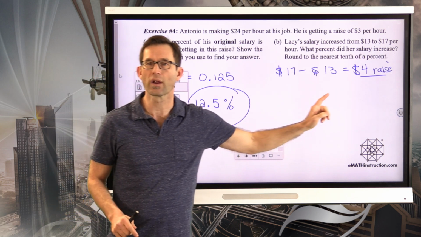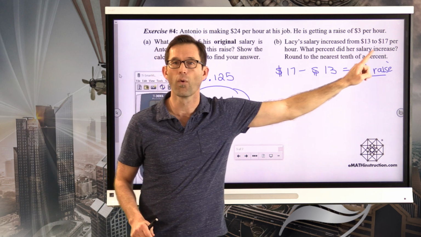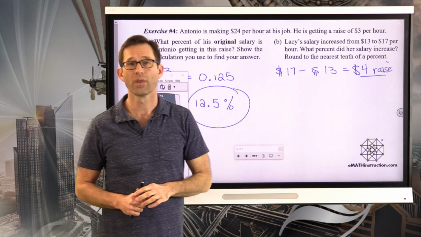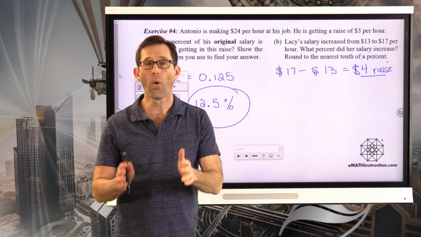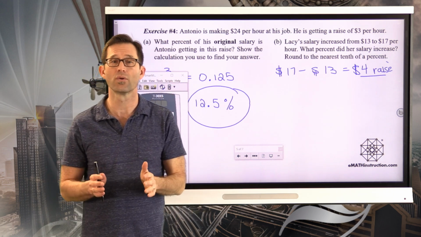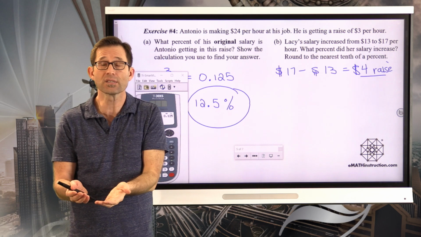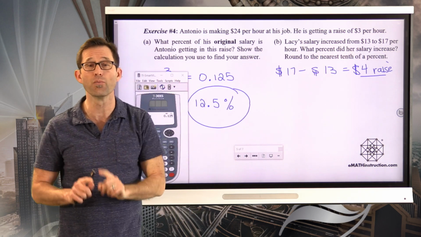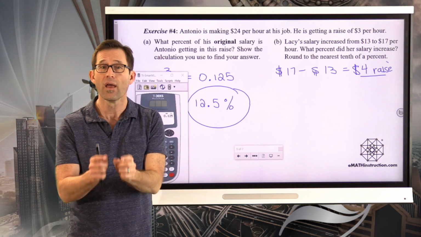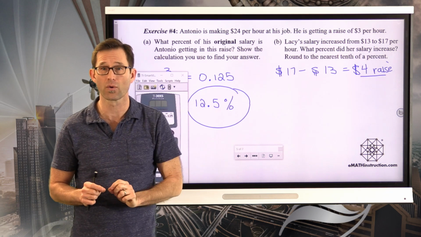So the question is, should I take the 4 and divide it by 13, or should I take the 4 and divide it by 17? And the answer is, I should divide it by the 13. The whole should always be considered what you begin with, all right? The raise itself was the difference between these two, and you're going to see that a lot in the next few problems. We're going to be doing some subtraction and then taking the answer to that subtraction and dividing it by what we started with.